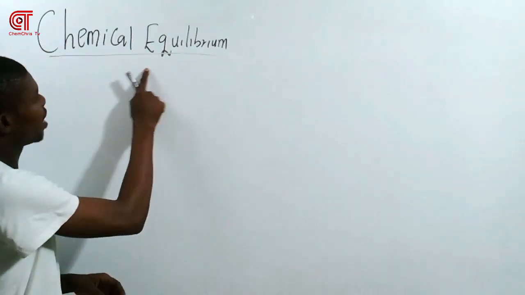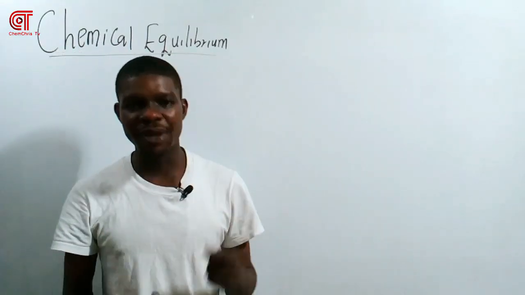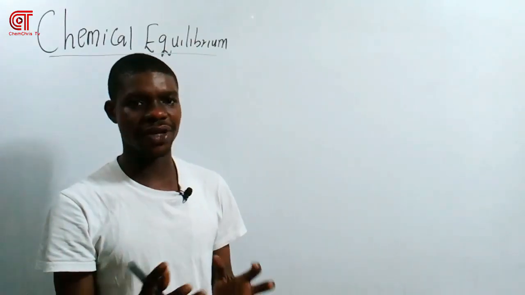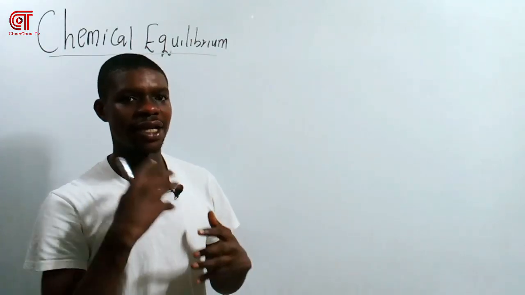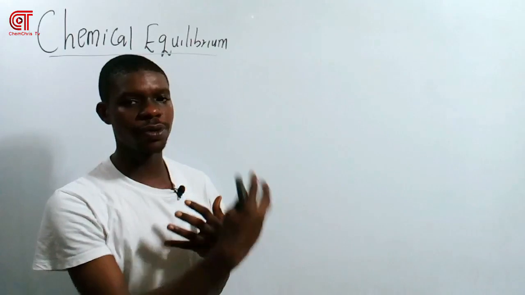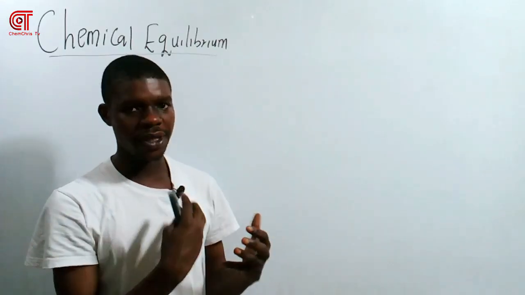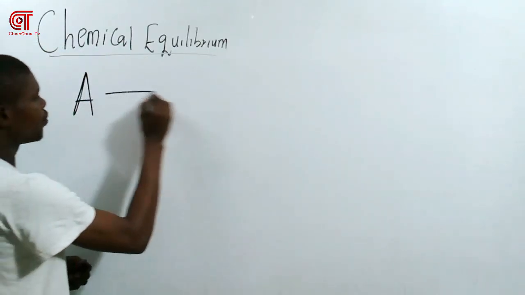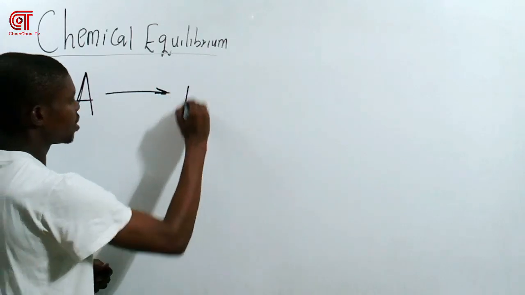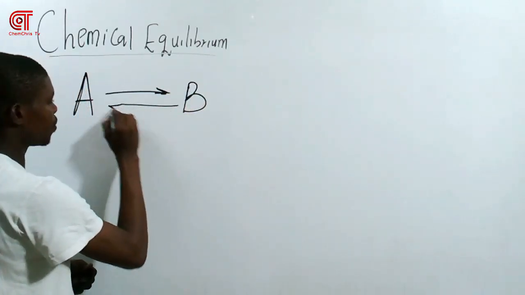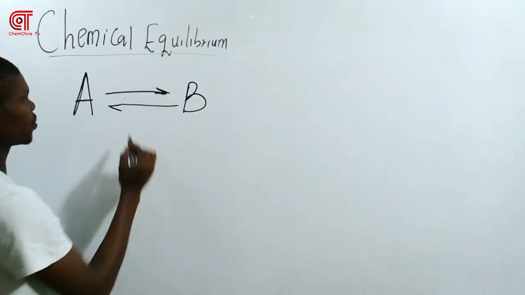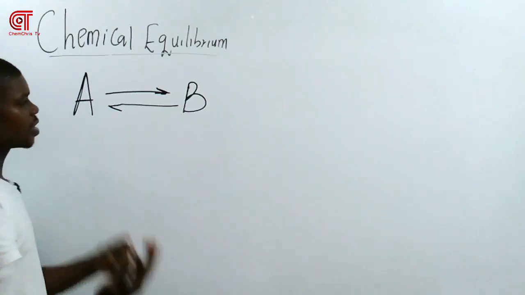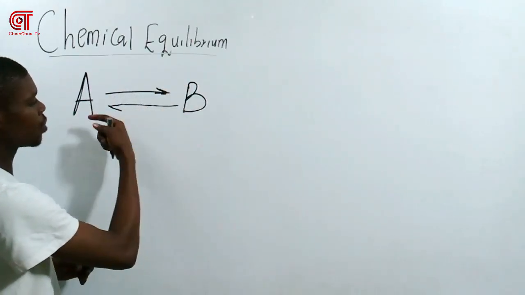So when it comes to chemical equilibrium, it is a dynamic process that occurs in a reversible reaction. When we talk about a reversible reaction, the reactant is producing the product, then the product is also reacting back to form the reactant. So we have something like this: A moving to B, and B also reacting to form A. That is called a reversible reaction, and chemical equilibrium occurs in a reversible reaction. A reversible reaction consists of forward and backward reactions.